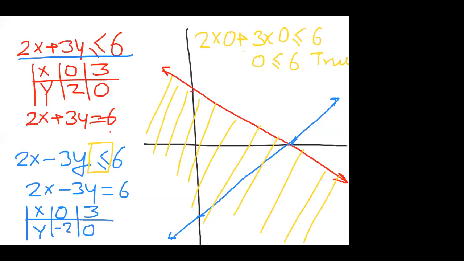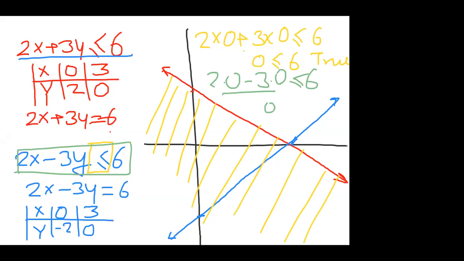Next shading condition, we are going with the green color for the next equation. So it will be 2 into x as 0 minus 3 into y as 0 is less than or equal to 6. So it will be 0. 0 is less than or equal to 6, means again true. When it is true, again shading will be towards the origin. Towards the origin means it will be like this.